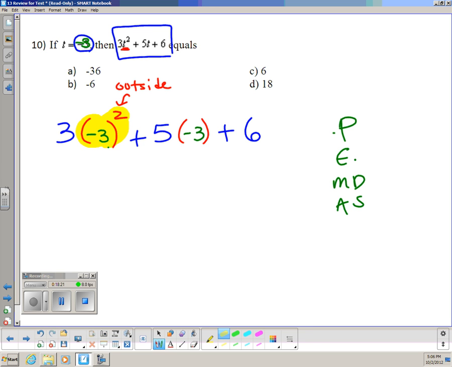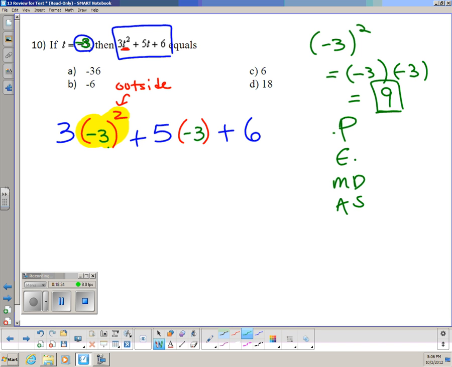So negative 3 squared, you can do this on your calculator, or you can say, well, that's negative 3 times negative 3. A negative times a negative is a positive. So this is now positive 9. So this whole red parentheses gets replaced by a 9. Now here's something that people forget. I had 3 times the red stuff. So I still have 3 times 9.